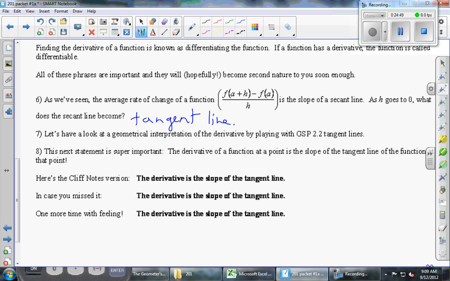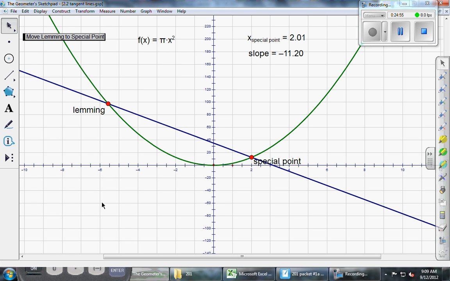Okay, and then we'll go to 7. I think we'll go to Andy in the back. Okay, so this is another little demo that I had made up. You are looking at the function pi times x squared. What's the name of the graph? That's a parabola. And you've got the special point over here, which at the moment is at x equals 2. And then there's a slope. The slope of this line right here is at the moment about negative 11.2.